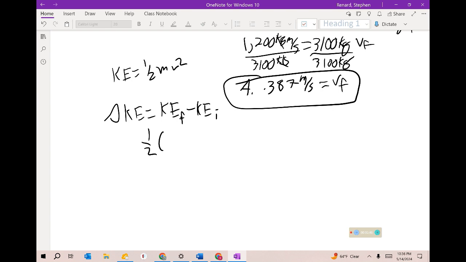So the kinetic energy we end up with is the total mass of both Zambonis, 3,100 kilograms, times its speed, 0.387 meters per second, squared. So if I drop that into a calculator, I'm just going to go 0.5 times 3,100 times 0.387 squared. And that's going to give me 232 joules.